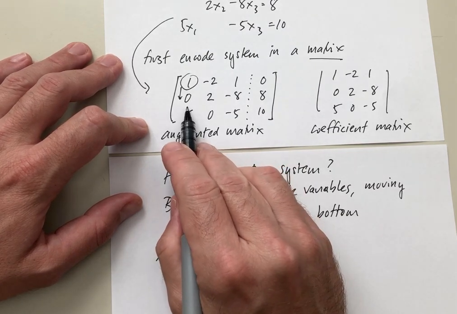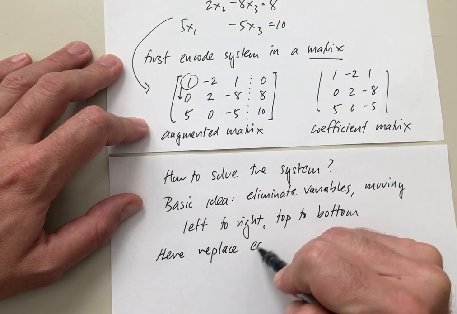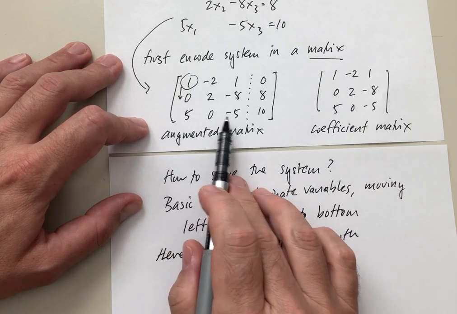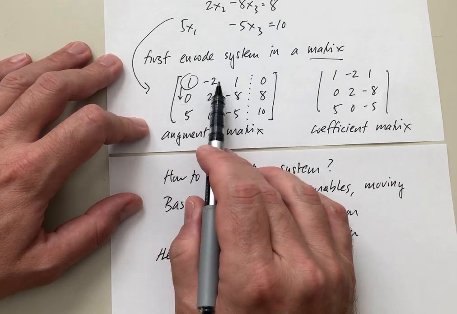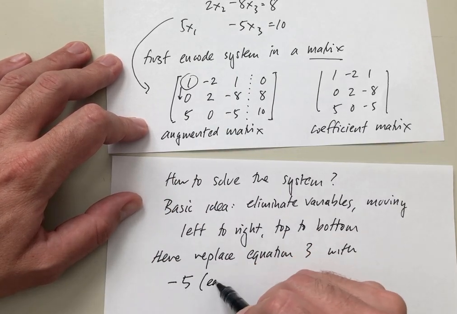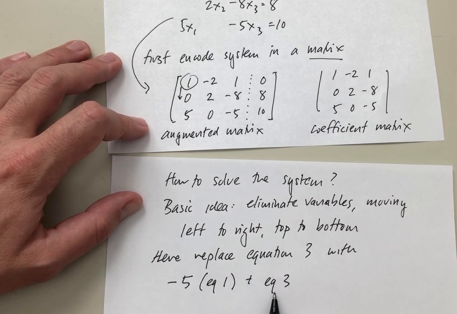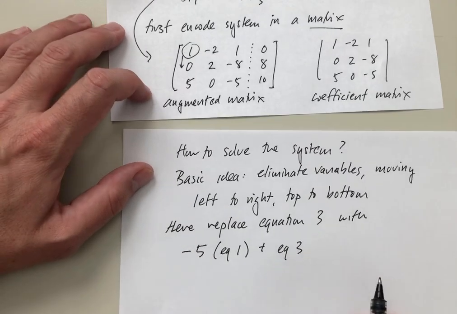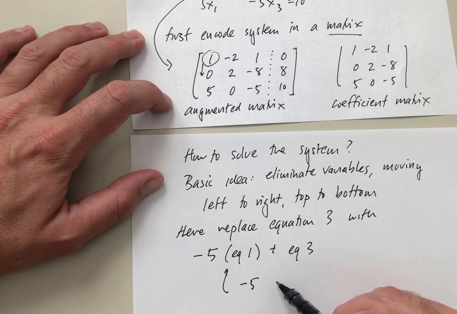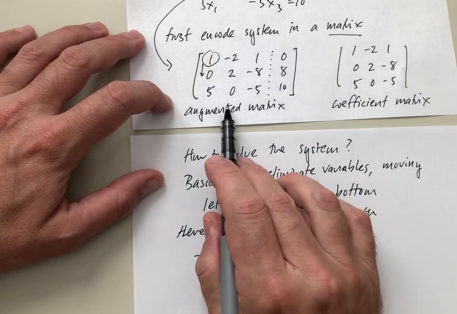So here, I'm kind of lucky that there is no instance of x1 in the second equation. But what I'm going to do is replace equation 3 with minus 5 times the first equation plus it. So I'm going to take minus 5 times equation 1 plus equation 3. This is my notation for equation, just EQ. What is minus 5 times equation 1? That's minus 5, 10, minus 5, 0. And I'm going to add that to equation 3.